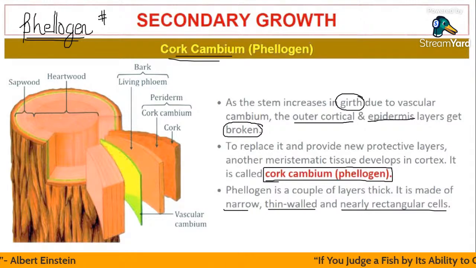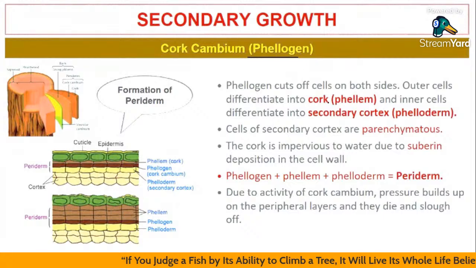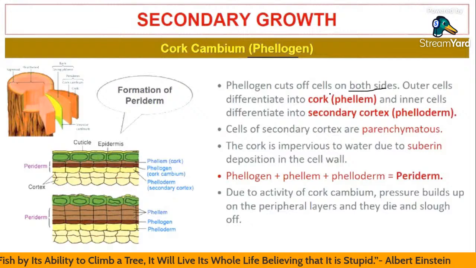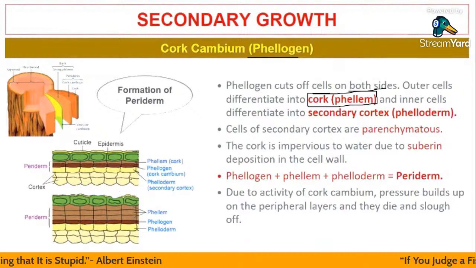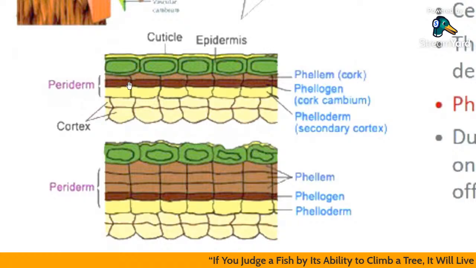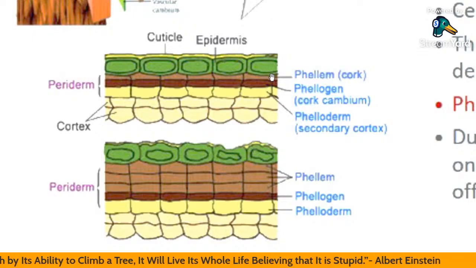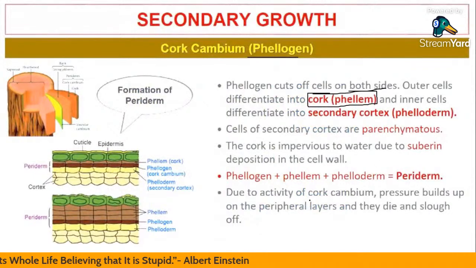Coming on to the next one, I told you we have to study in detail about the phellogen. Phellogen will cut on both sides. The outer cell will differentiate into cork or phellem. Just look here, guys. This dark brown color is the cork cambium or the phellogen. The phellogen will cut towards the outer side into phellem or the cork and towards the inner side into phelloderm or secondary cortex.